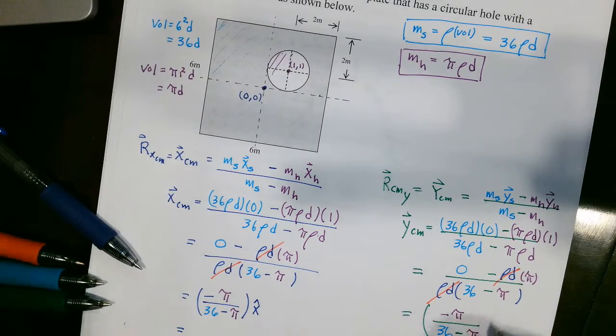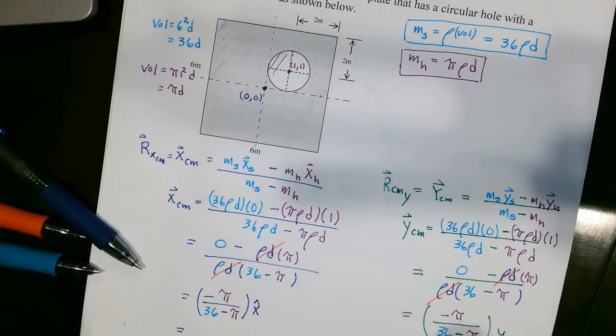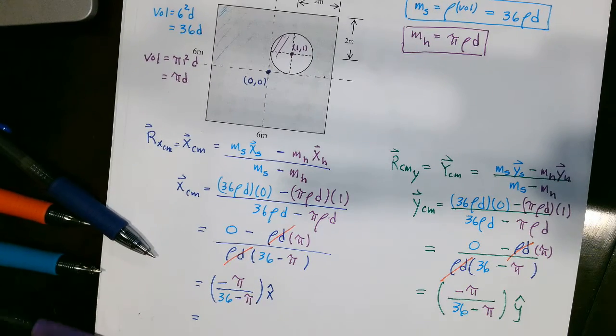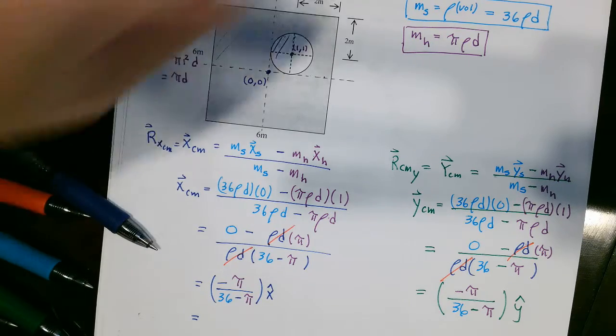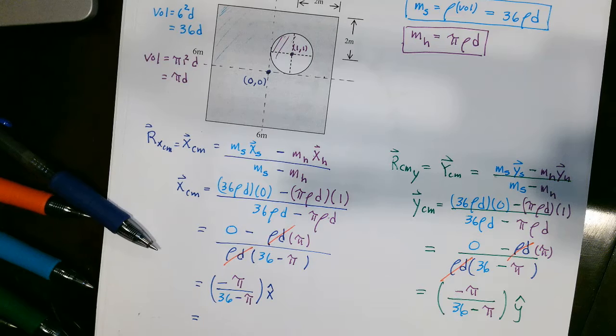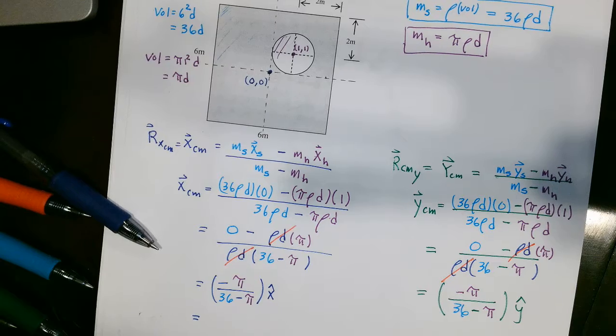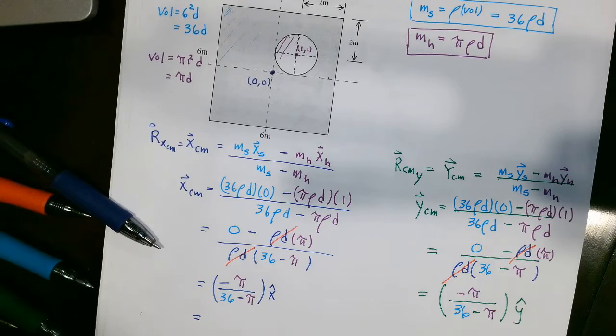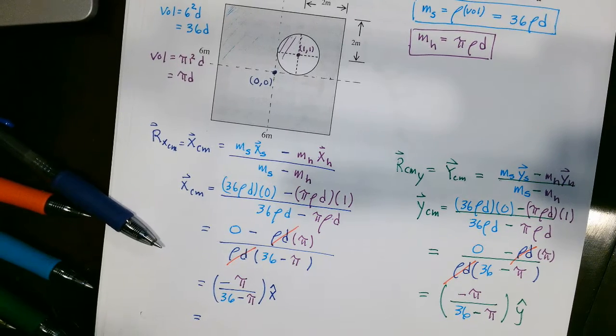And that will be in y hat. Okay? So you can conclude that my R sub CM is equal to negative pi over 36 minus pi x hat, minus pi over 36 minus pi y hat meters.